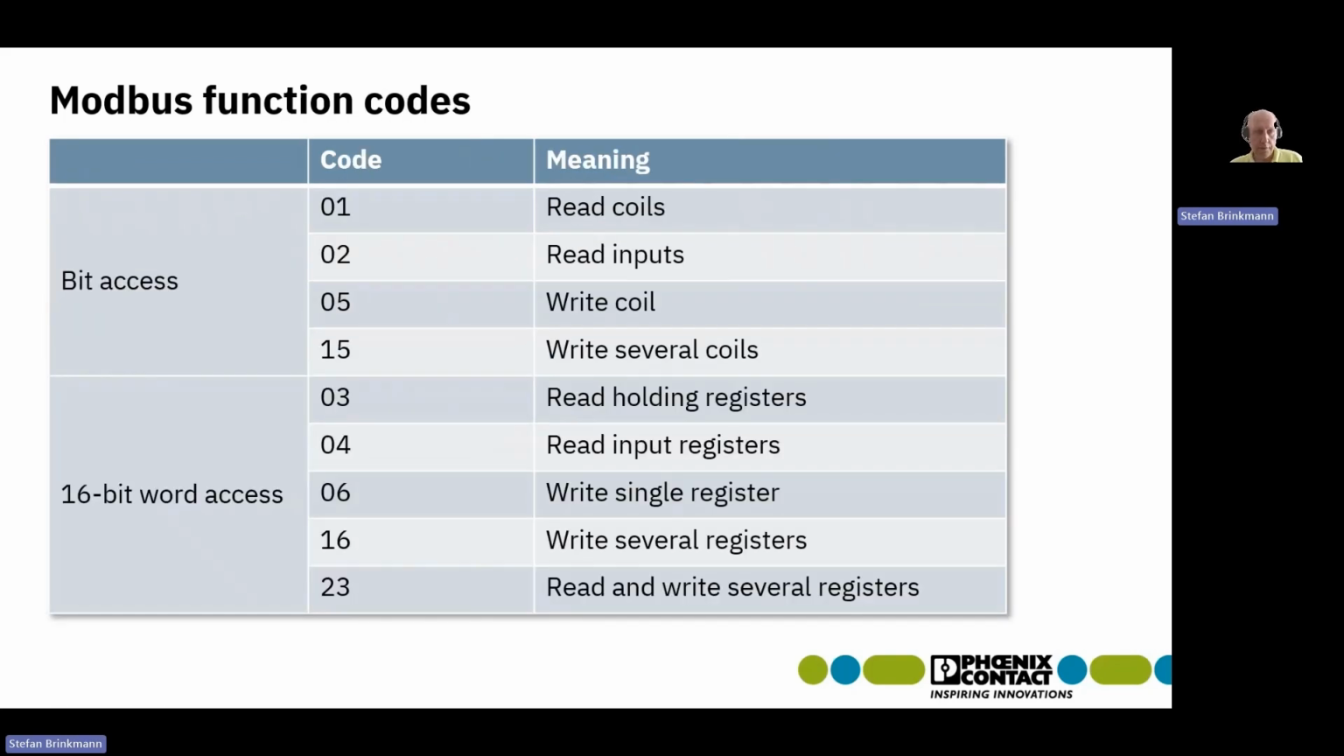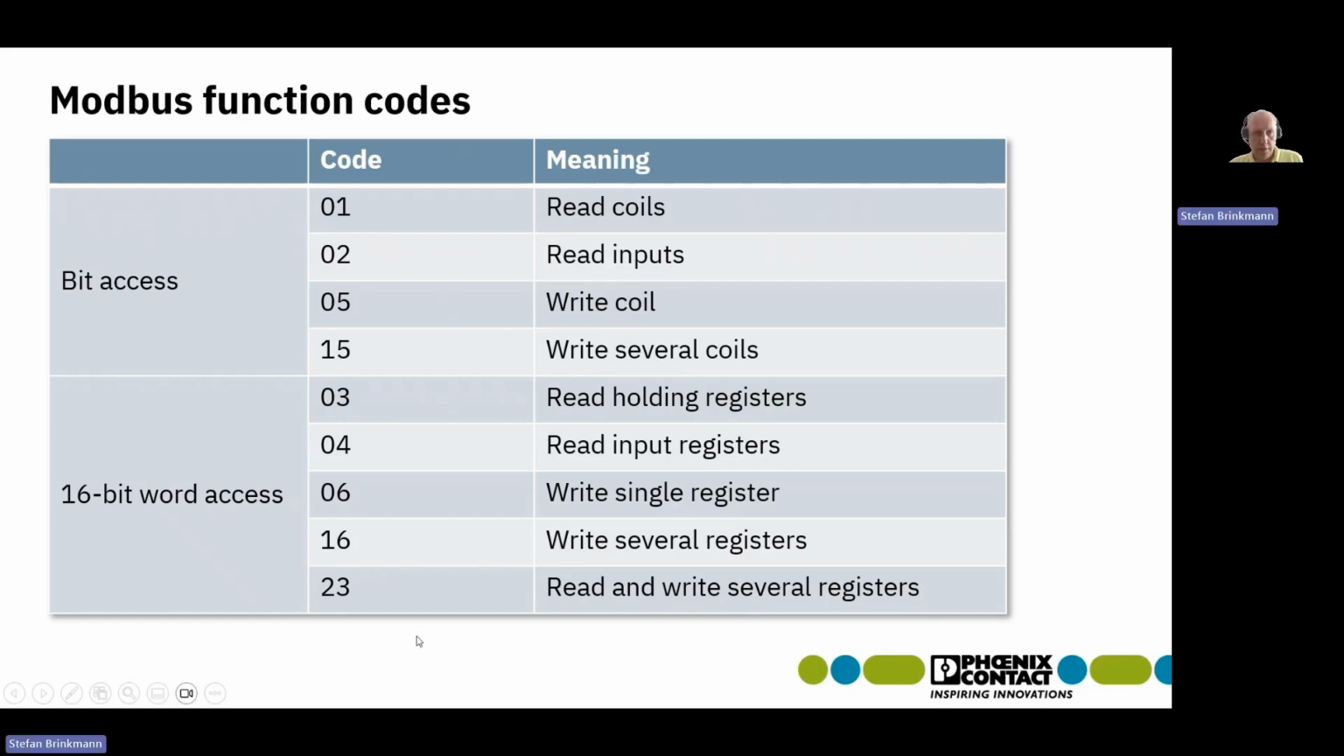And then we have the function code. So this is an overview of the most commonly used function codes. There are some additional function codes for diagnostic purposes, but you see we have also here bit access function codes and word access function codes. So we can read coils and inputs and write coils and so on. And there's also one command that can read and write several registers with just one command.